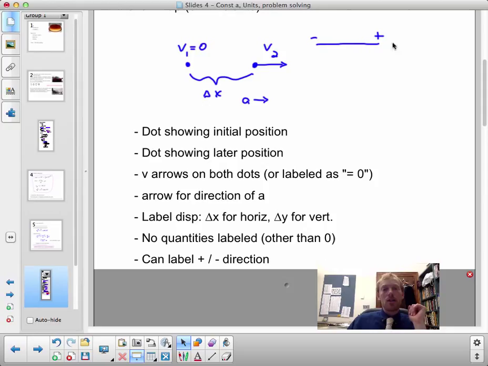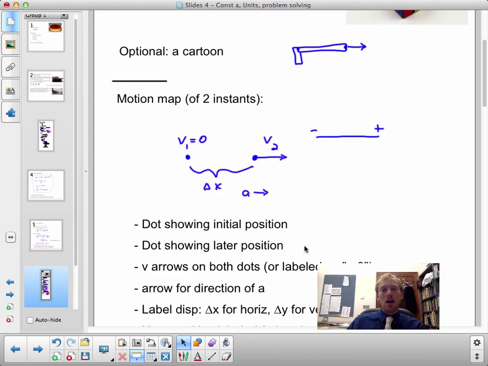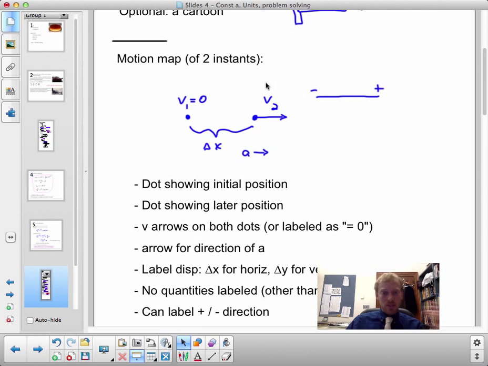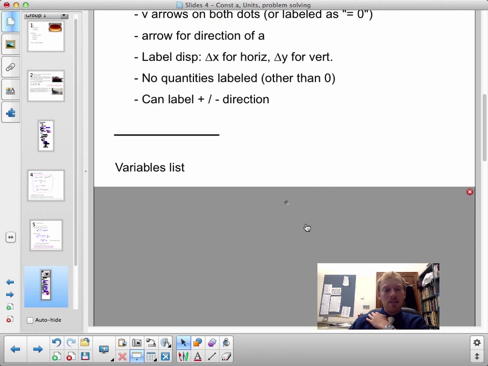Qualitative representation. It's sometimes nice to label the direction that you're choosing to call positive, because it's an arbitrary choice and it will help the reader of your problem to understand what you're calling positive and negative. A motion map. See how this is just the most simple distillation of the bullet coming out of the gun?